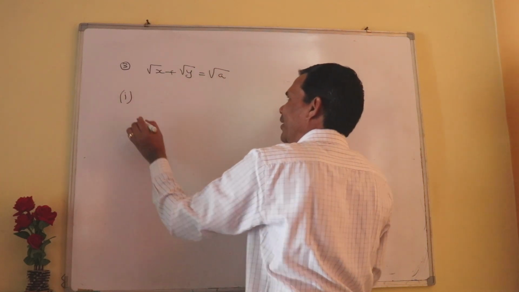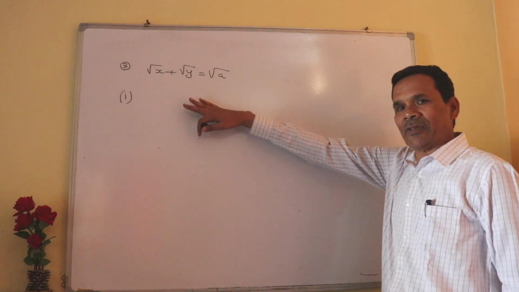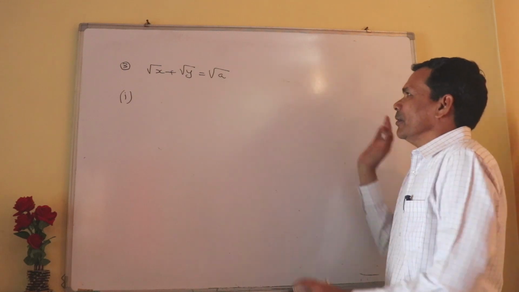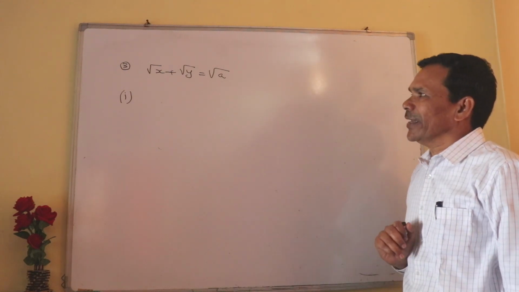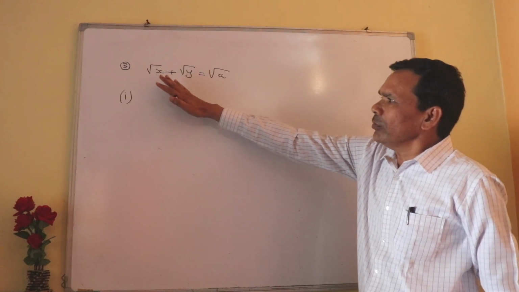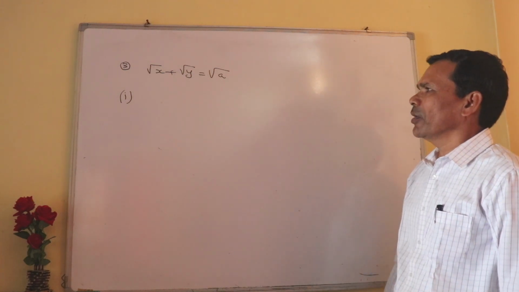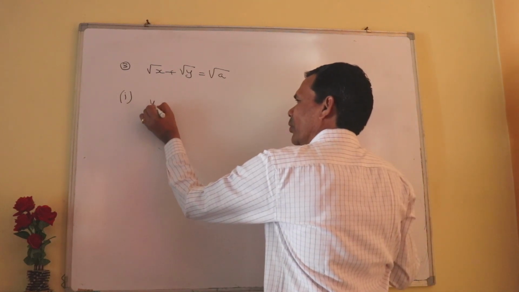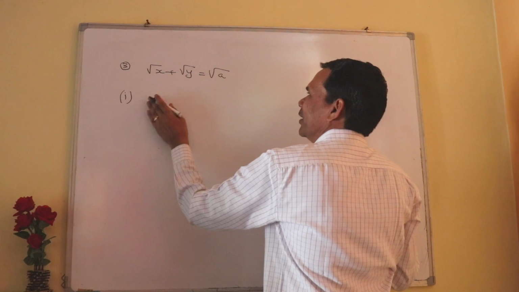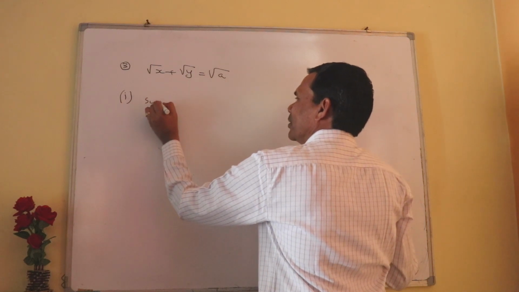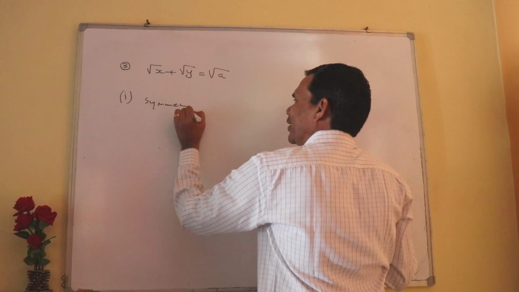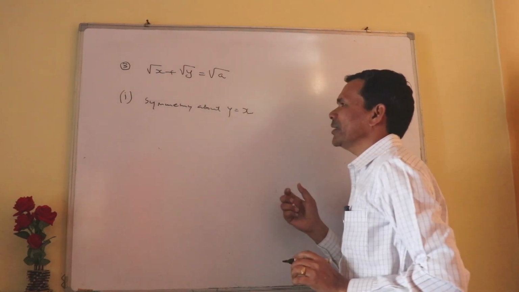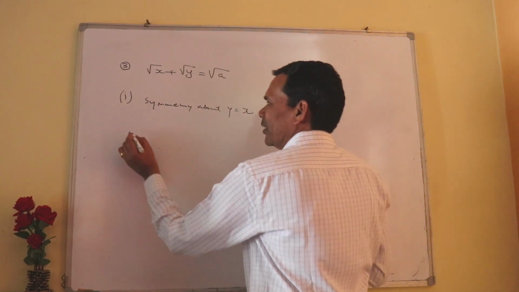Point number 1, symmetry. Now if you observe, no powers of x or y are even, so there is no symmetry about the x and y axes. Now if you interchange x and y in the equation of the curve, it remains the same. So the curve is symmetrical about the line y is equal to x.